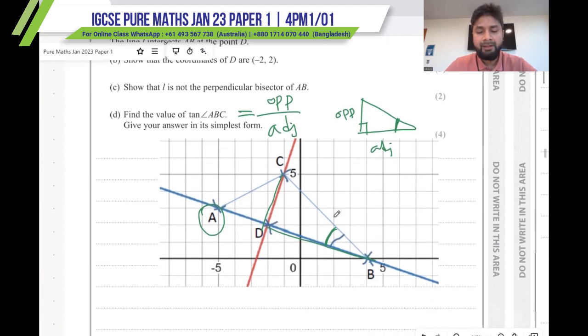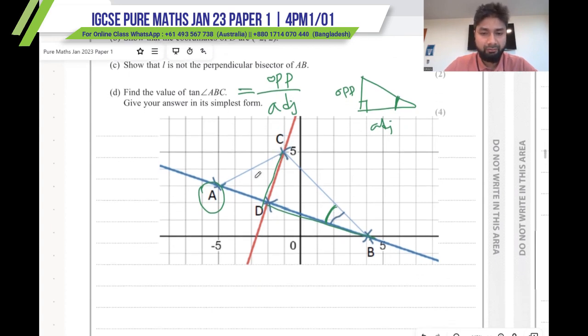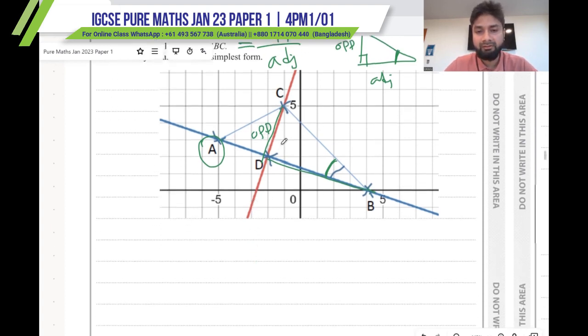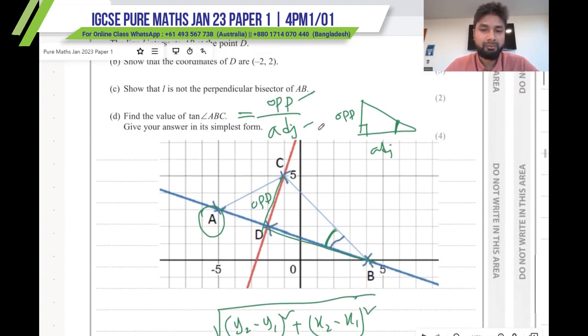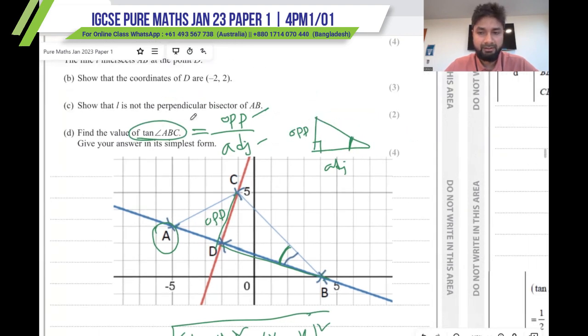That should work. To find DBC, we have to find the length of the opposite, which is DC over here. So to find the length of DC, we can use the length formula, which is change in y whole squared plus change in x whole squared. That comes from the Pythagoras theorem. So if we use the coordinates of D and C and substitute them into this formula, we can easily find the length of DC. We can use the same format to find DB, and then we can just substitute into opposite over adjacent to find our final result. Let's see how it can be done.